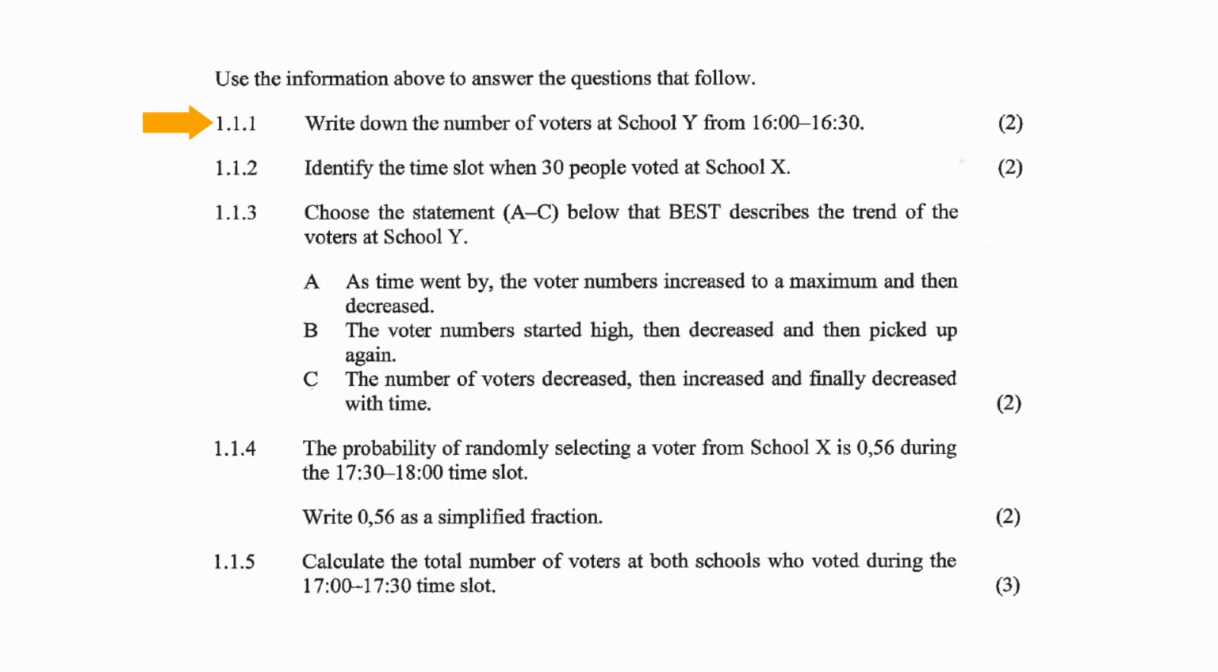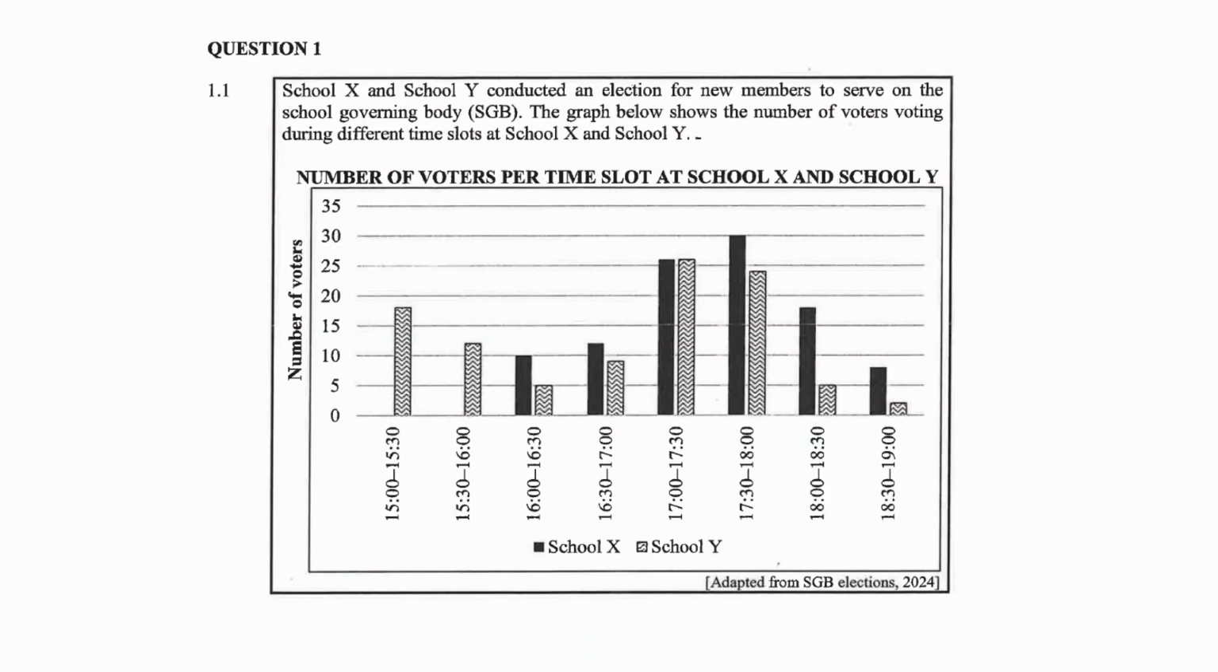In question 1.1.1, you have to write down the number of voters that voted at School Y from 1600 hours to 1630. From the graph, we read off that 5 voters voted at School Y between 1600 hours and 1630.